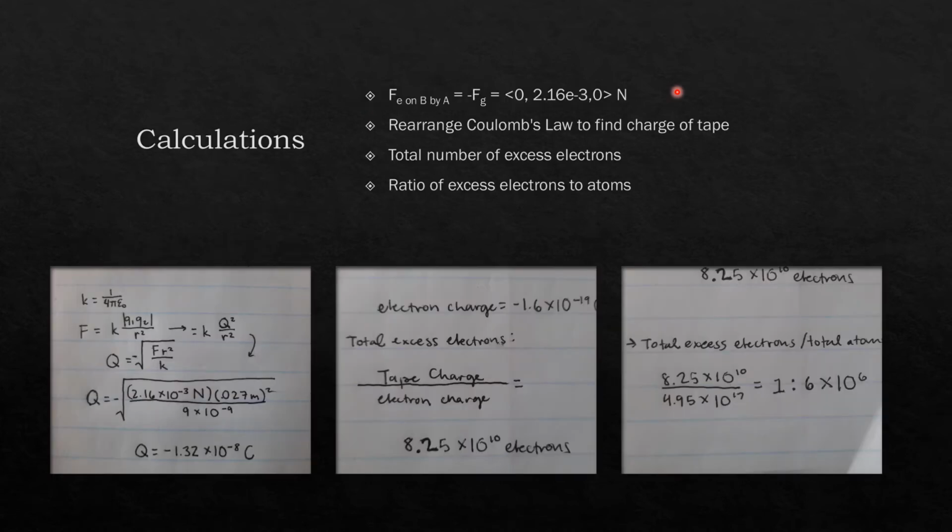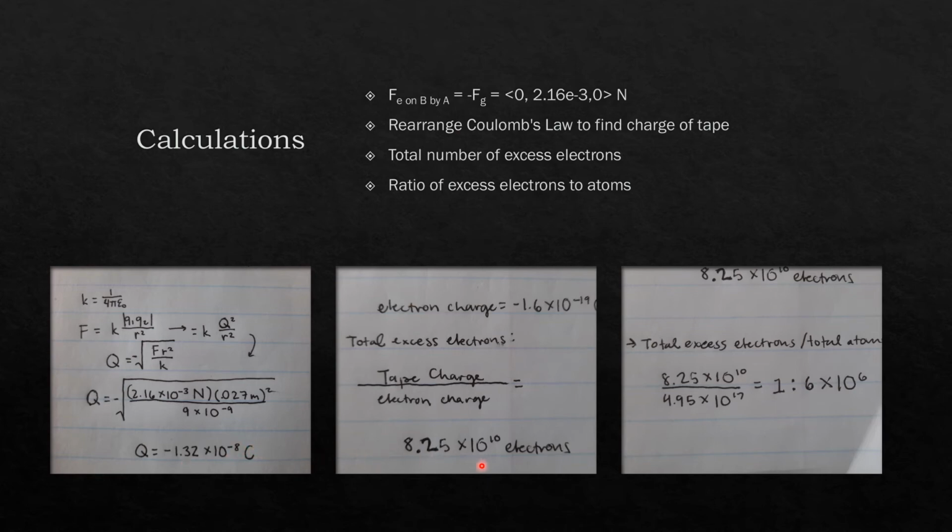Now to find the electric force on B by A, we know that the electric force will be equal to the negative gravitational force, giving us the vector 0, 2.16 times 10 to the negative 3, 0 newtons. Now we can use Coulomb's law to find the approximate charge of the tape to be negative 1.32 times 10 to the negative 8 coulombs, where the charge is negative because the negative plastic pen repelled the tape.